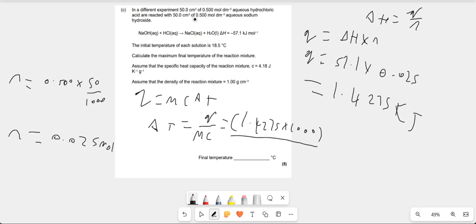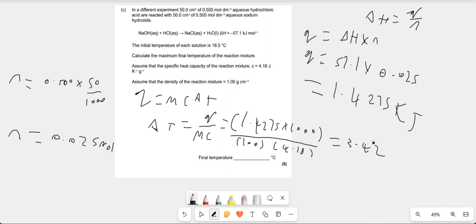The M is the total mass. When you've got a liquid and you're doing these kinds of enthalpy questions, the volume of the liquid in cm cubed is the mass, because the density is 1 gram per cm cubed. If I've got 50 cm cubed, then it would be 50 grams. So here I've got 50 and 50, so it's 100 grams in total, because it would be 100 cm cubed in total. So the mass is 100, and then C is 4.18. It's always that. And then just calculate that, and you get 3.42.